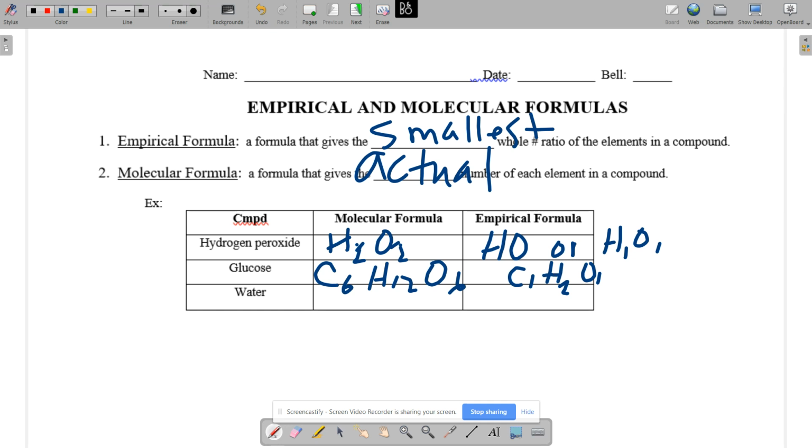Okay? And let's see, we got water. Water is H2O. Can we reduce those subscripts at all? Can't really reduce it anymore, so the empirical formula is also H2O. So sometimes the empirical and the molecular, they're the exact same thing. Okay? So we get what it is.